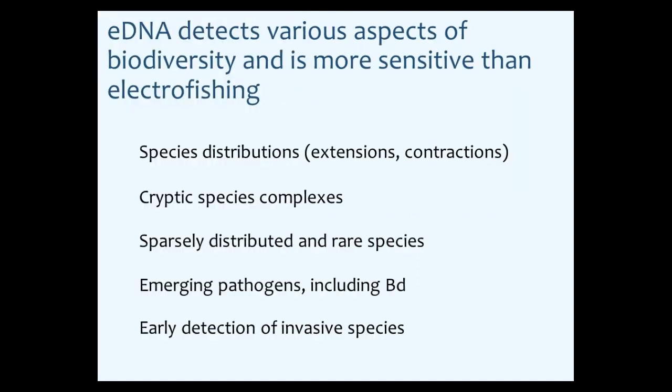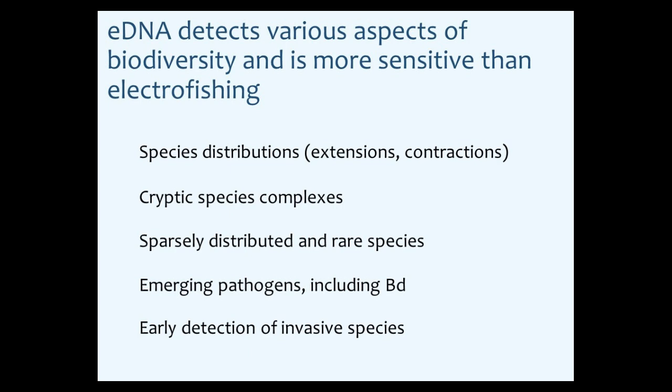So again, in summary, eDNA allows you to get at different aspects of biodiversity. It's more sensitive than our traditional approaches. You can get at distribution, so you can say something about contractions and extensions of species. If you do the metabarcoding approach, you can talk about the cryptic species complexes, like you saw with the example for sculpins. I think we're going to see something like that also with our suckers and daces, as I'm seeing some of my other information coming out from the Willamette.